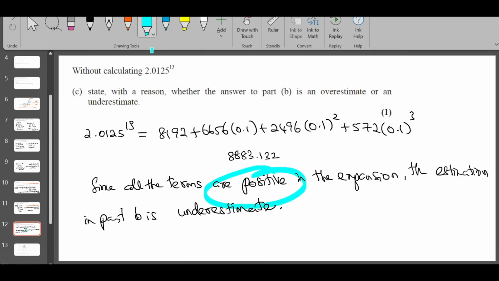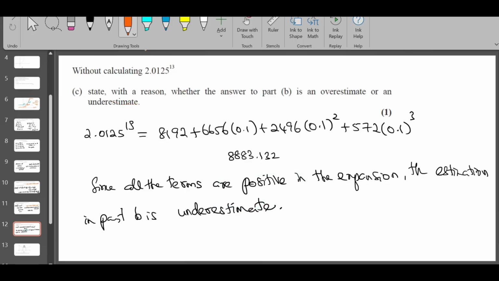But what if the terms are not positive? Let's say you have a negative sign here, positive here, negative here. When you add the next term, you're going to subtract something. So in that case, we can't really say what we have here is underestimate or overestimate. So they will ask this type of question only when all the terms are positive, and you need to mention that in the answer. That's the reason actually. They want you to state with the reason.